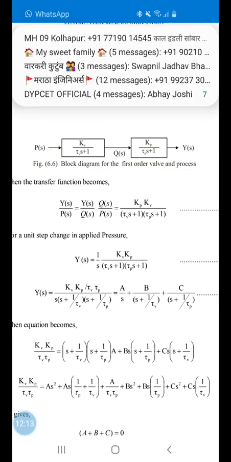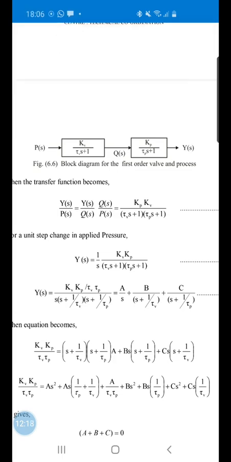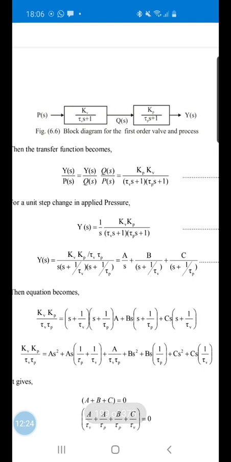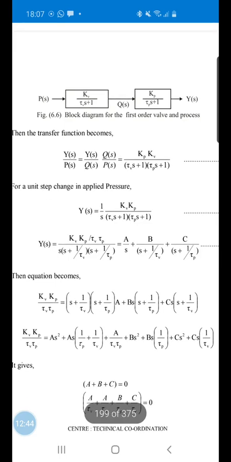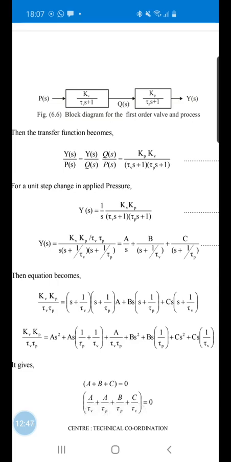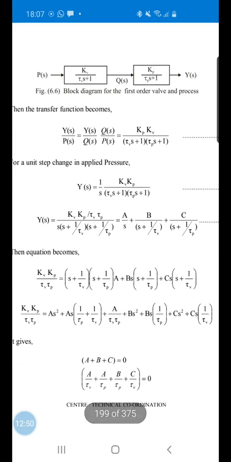This Q, that is heat added or the flow rate, is not going to the process where it is kV upon tau V s plus 1 into y of s. Is it right? So if you want to calculate the overall transfer function of y of s by p of s, then you have to take the product of y of s by q of s into q of s by p of s. Means take the individual transfer functions and multiply them, and you will get the overall transfer function for the first order pneumatic control valve and process. So it will be kV into kp upon tau Vs plus 1 into tau Ps plus 1.